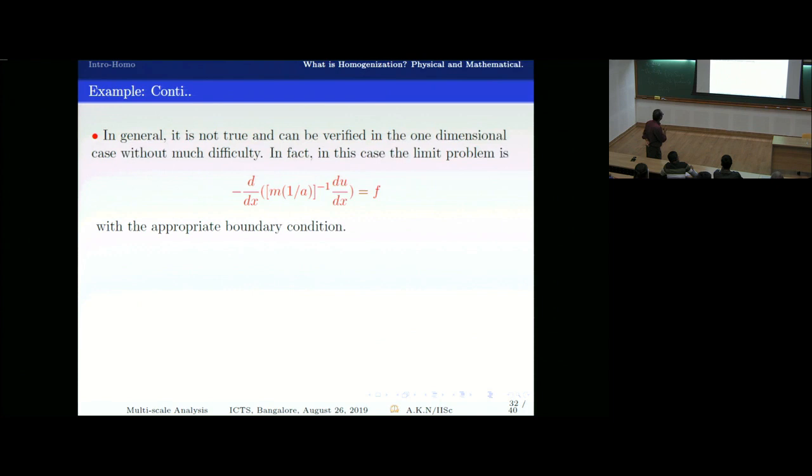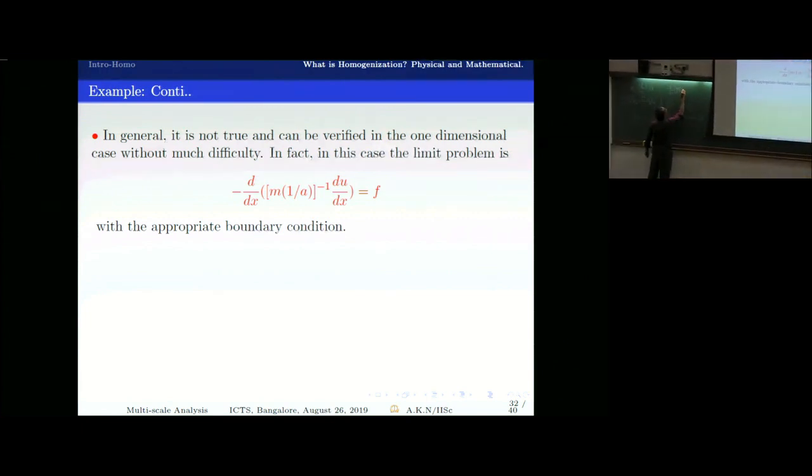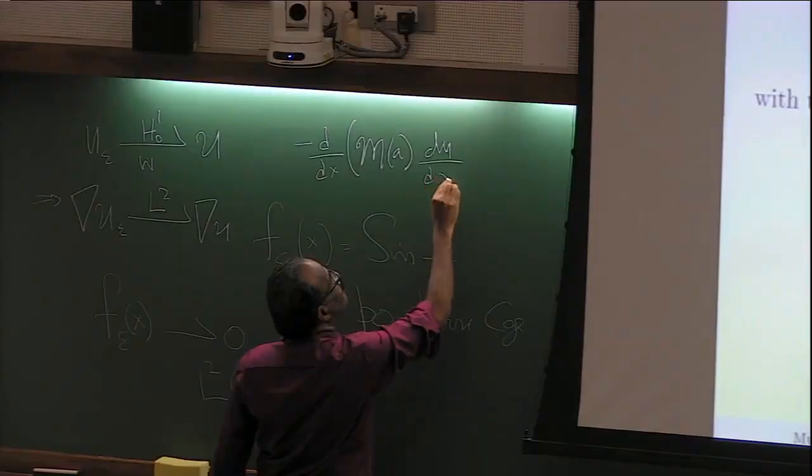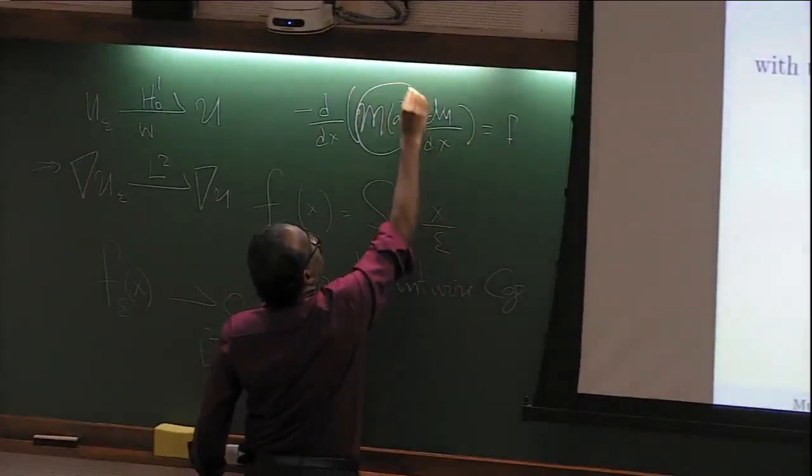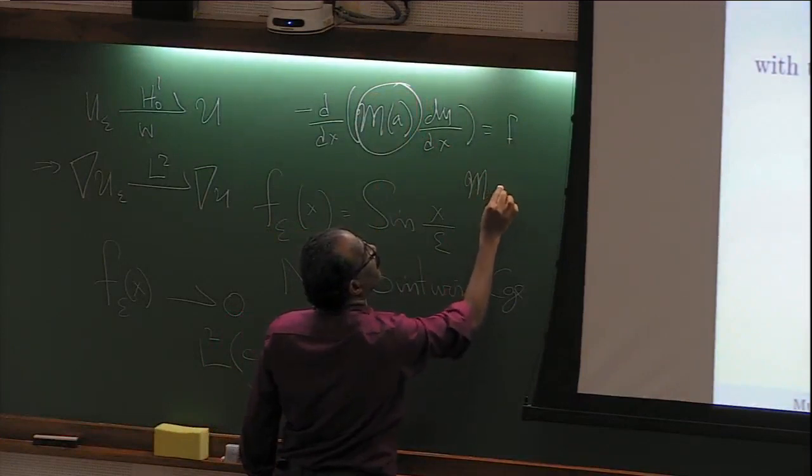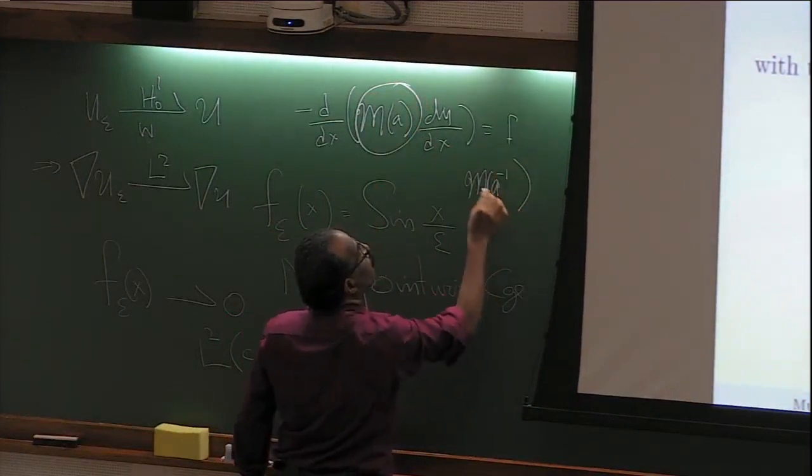In one dimension you can see that you don't need homogenization. If you do it a little more cleverly, you don't need any technique from homogenization, due to the one-dimensional nature. I'm sure Editha may be presenting that one-dimensional problem. Your limit is this one: minus d by dx of M(a) du by dx, but M(a) is replaced by the inverse of M of 1 over a.